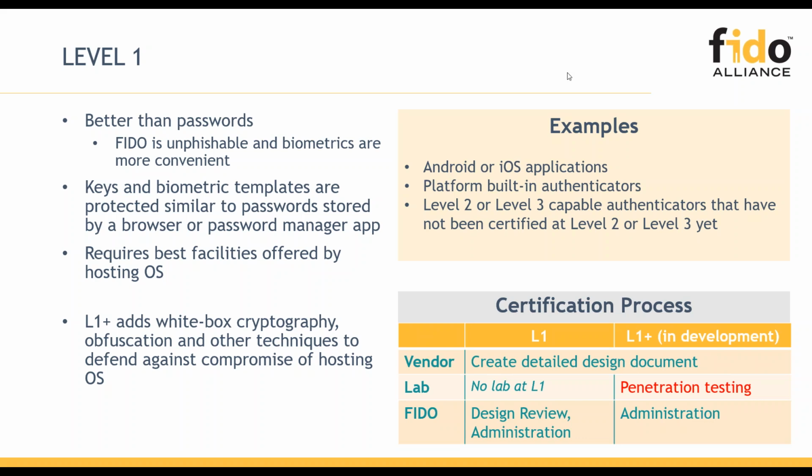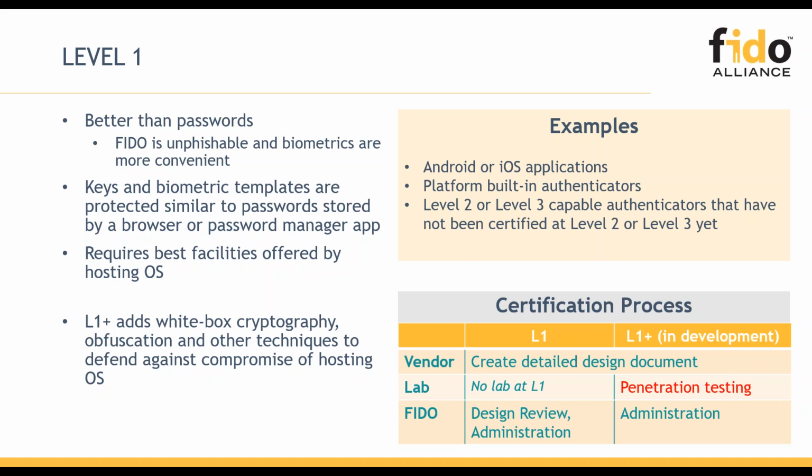Level 2 adds additional security assurances with regard to what we call white box cryptography or different obfuscation techniques to defend against compromise of the hosting operating system. Examples at this level 1 are Android or iOS applications, platform built-in authenticators, and then also we recognize with the newness of the program that a lot of vendors are opting to go with level 1, although they actually are able to achieve our higher levels, level 2, 3, or 3 plus. So those that have been initially certified at level 1 can achieve our higher levels.